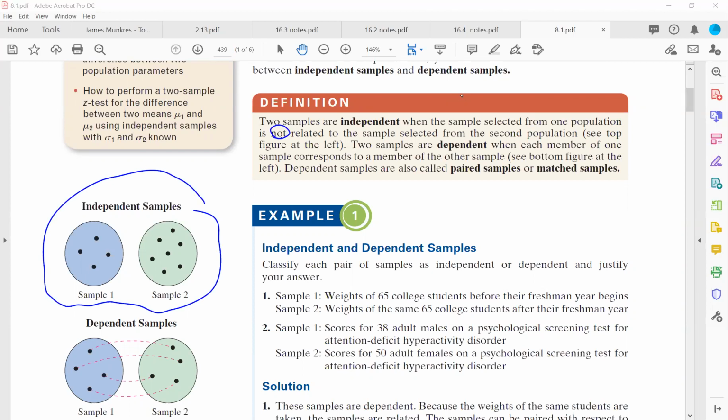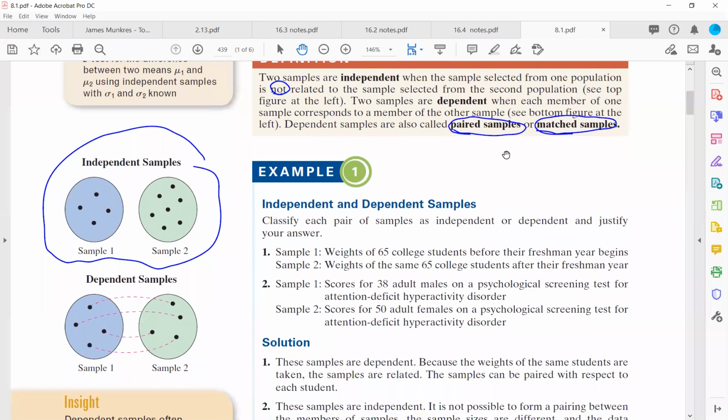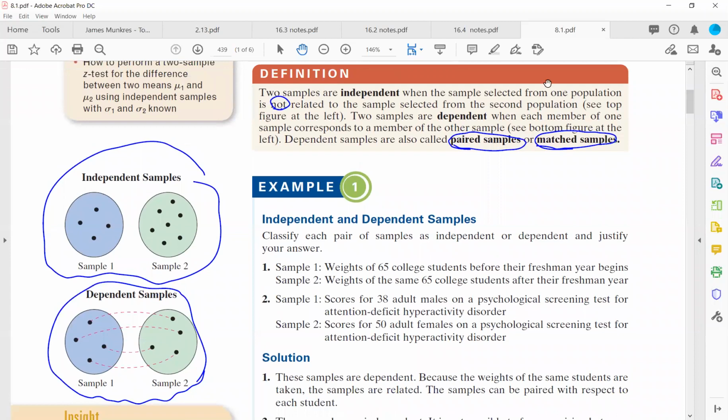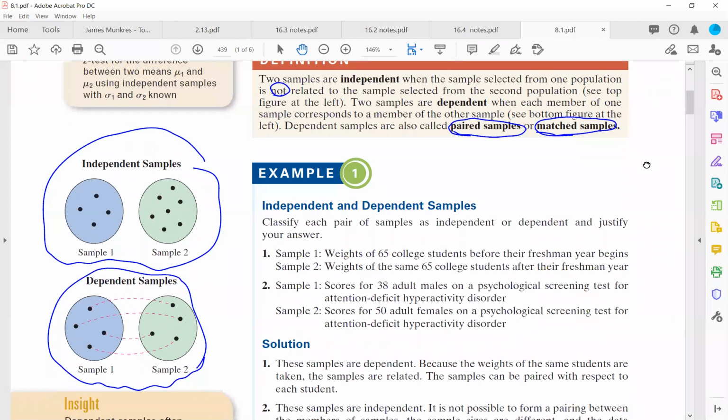We say that two samples are dependent when each member of one sample corresponds to a member of the other sample. Dependent samples are also called paired samples or matched samples. Very well. As you can see, here you have a graph of dependent samples. Example 1, independent and dependent samples.